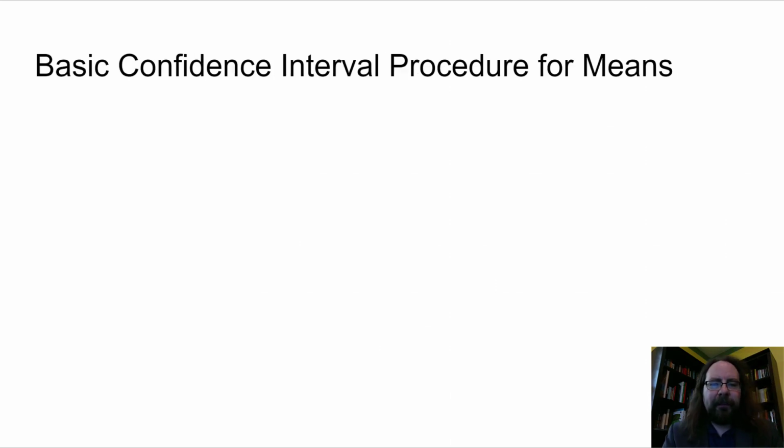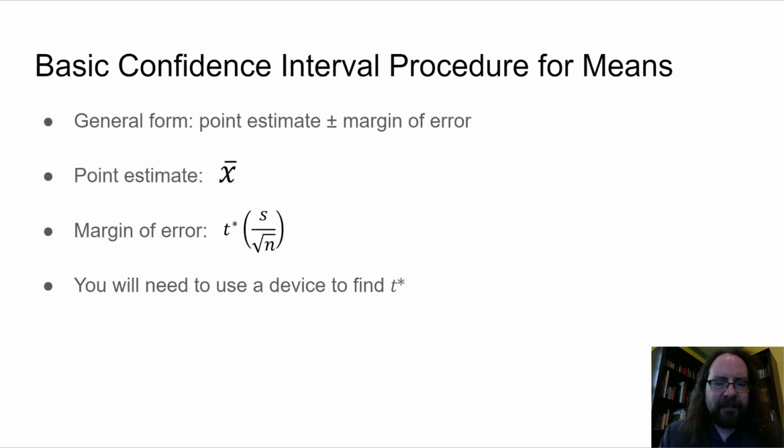So let's talk about the basic confidence interval procedure for means. A lot of this is going to look pretty familiar. The general form of the confidence interval is still point estimate plus or minus your margin of error. That never changes no matter how we do confidence intervals. Our point estimate, like before, is x bar. It's the mean of our sample.